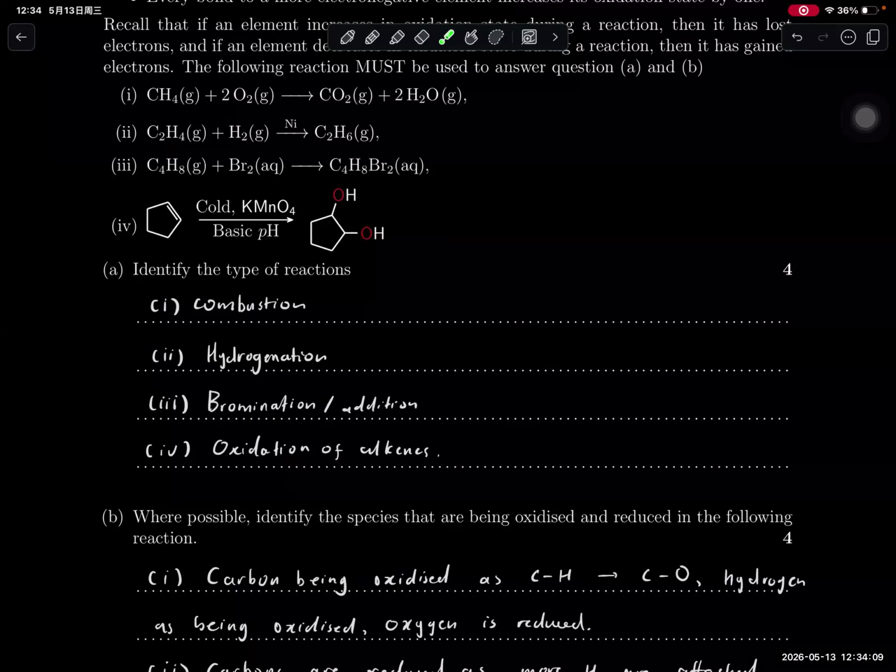So in the third reaction, the carbons are being oxidized because they bonded with an electronegative atom. And in the fourth reaction, carbons 1 and 2 are being oxidized. Okay.